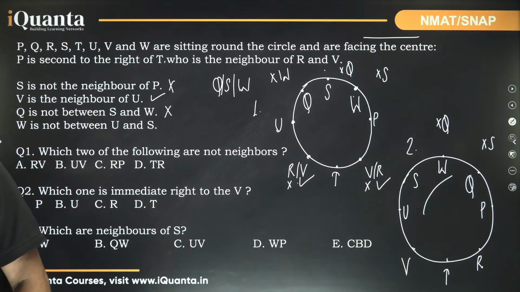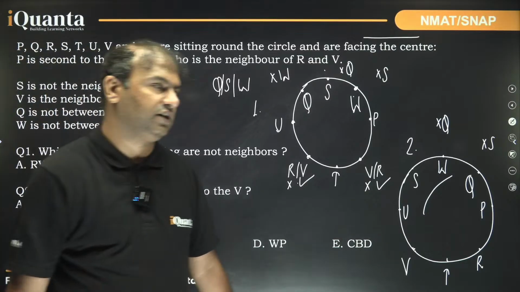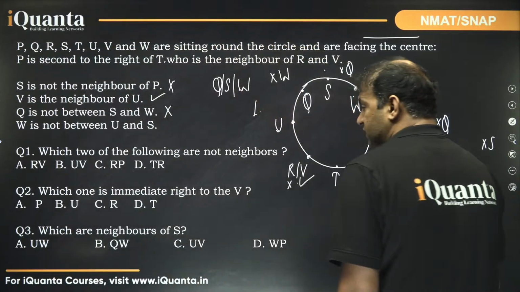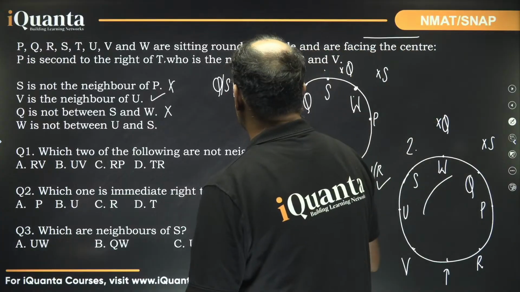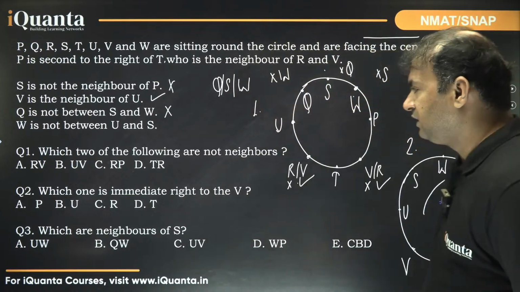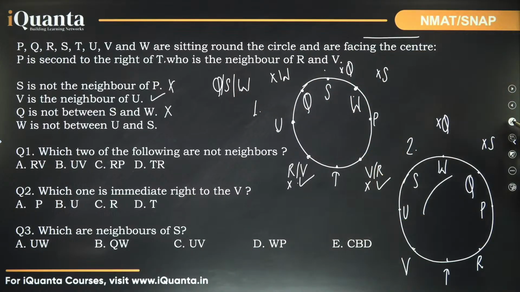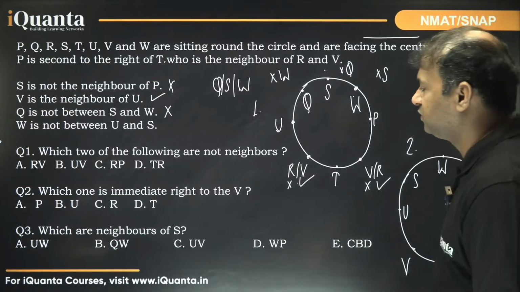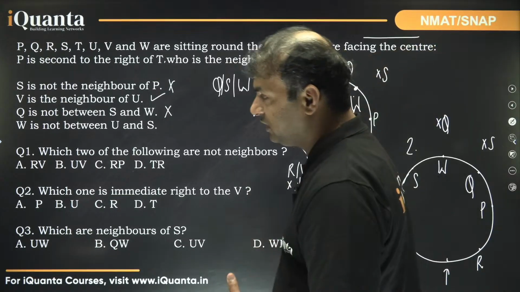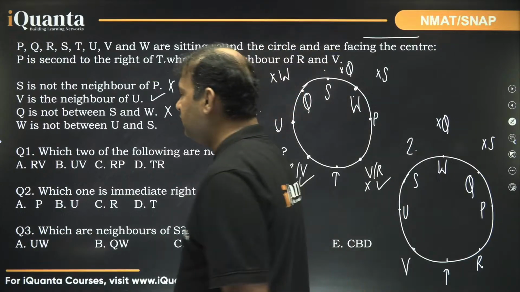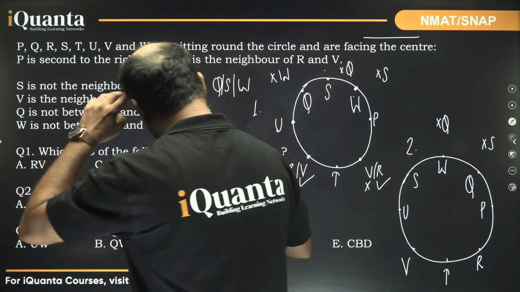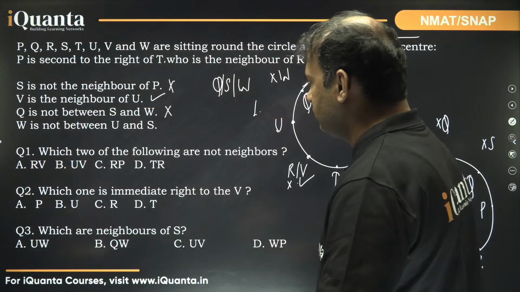Alright guys. Now, if you look at the questions, question number 1 is which 2 of the following are not neighbors, right? And guys, whenever we have more than 1 arrangement correct, we have to look at all the arrangements while answering the question. We have to check both the arrangements while answering the question, alright? So first question says which 2 of the following are not neighbors. Okay, which two are not the neighbors?